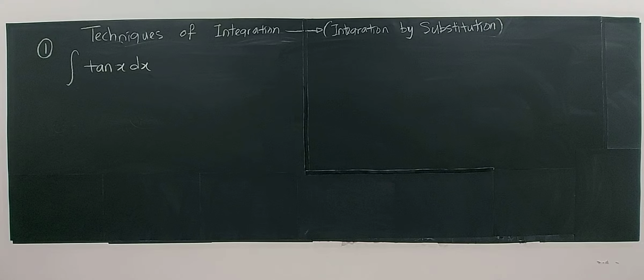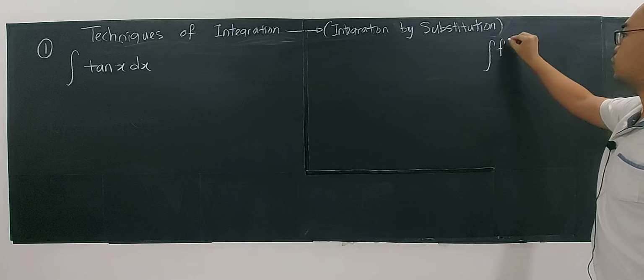Alright, in this video we're going to talk about integration by substitution, one of the techniques of integration that helps us integrate some trigonometric functions which cannot be done using a formula. For this case, integrating tangent x is still okay. As I suggest, you can use this formula as well. Alright, dear student, you can use this formula.